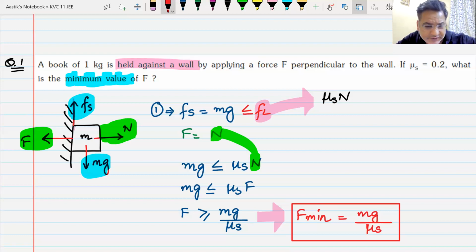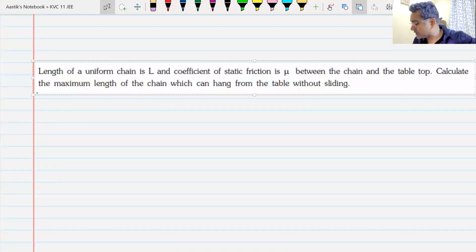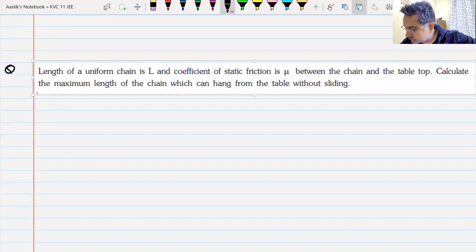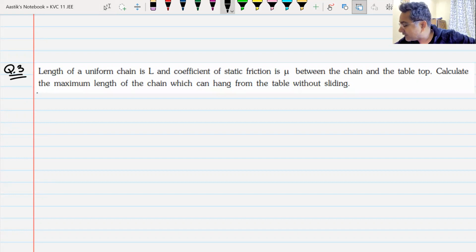And these type of questions are pretty common in JEE. So this is the question that is coming for you. Question number 3 or 4 or whatever it is. There is a uniform chain, that means the mass is distributed uniformly, of length L, and the coefficient of static friction is mu between the chain and the tabletop. So I'm supposed to put a chain on a tabletop. What's the big deal? I can put it.